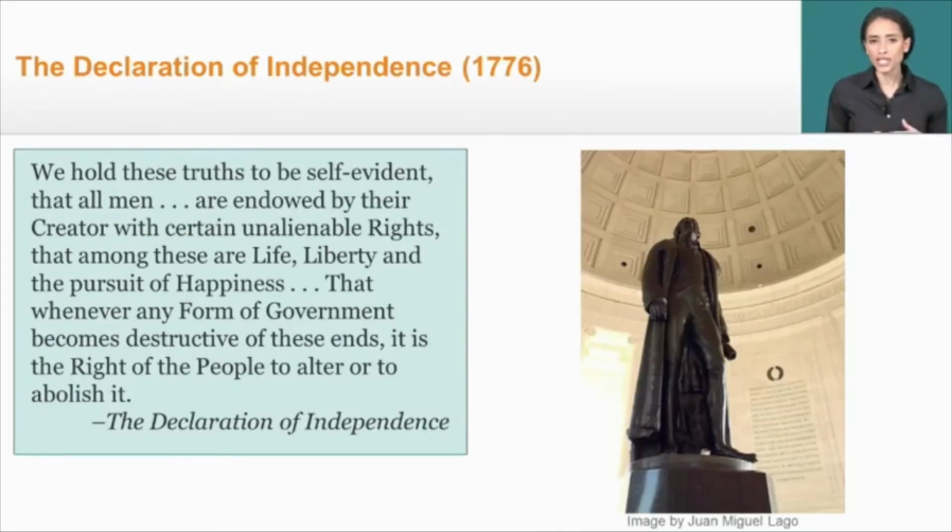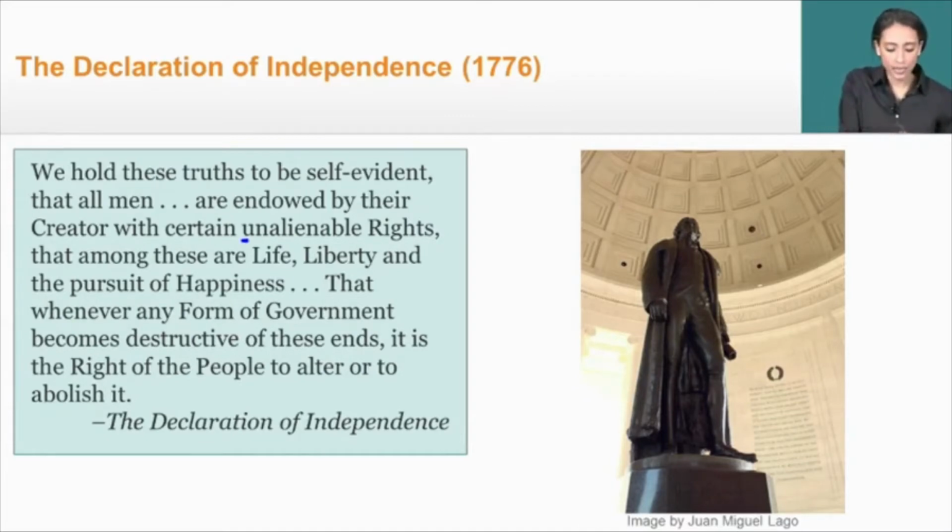Now, as we read this excerpt, consider the influences of those Enlightenment principles on this document. In the Declaration written in 1776, we see that we hold these truths to be self-evident that all men are endowed by their Creator with certain unalienable rights, that among these are life, liberty, and the pursuit of happiness. That whenever any form of government becomes destructive of these ends, it is the right of the people to alter or abolish it. Now, let's consider these Enlightenment principles that we can see in the excerpt here.